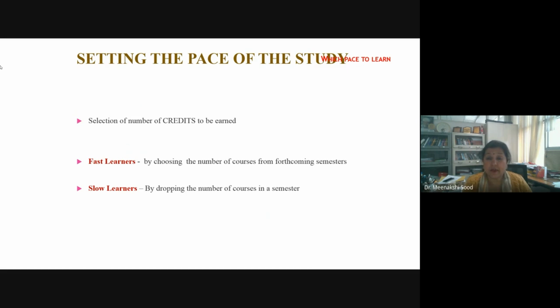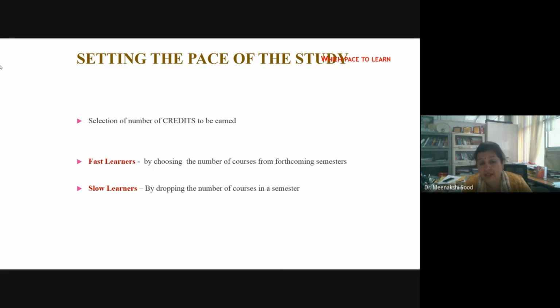Now the NEP says: why should any student who is a fast learner compromise his learning because of the presence of slow learners, or vice versa? Any student who is a slow learner, or who is not very intelligent, could not cope with the learning capacity of the other students, so why should he suffer by getting less marks? So the flexibility is to be provided to the students of choosing the number of subjects in a semester.